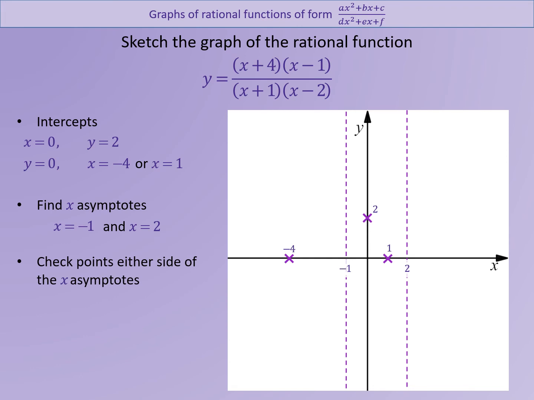Then we're going to choose points either side of those two asymptotes, so we can substitute in numbers that are very close to minus 1 on the left hand side and right hand side, very close to 2 on the left and the right, and we should find that the graph is on the left hand side from negative infinity for minus 1, and on the right hand side from positive infinity there, and you can see what the graph should look like for the second one.